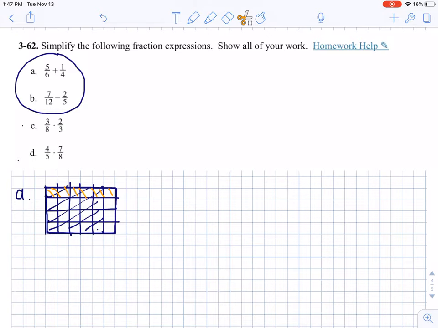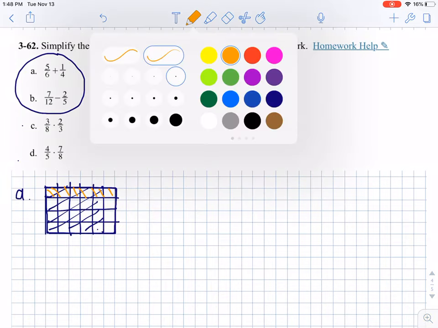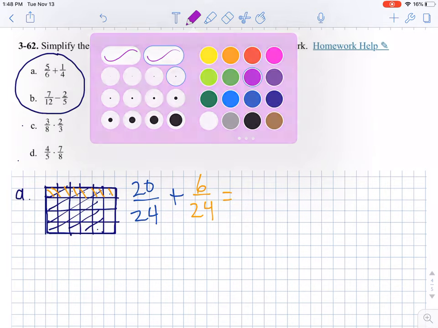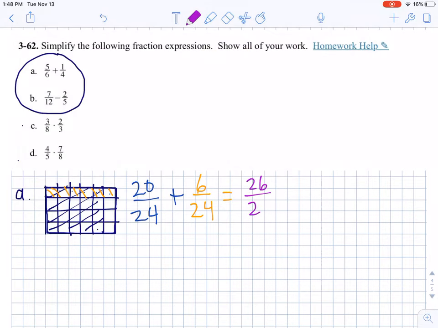So we have 1, 2, 3, 4, 5, 6, 7, 8, 9, 10, 11, 12, 13, 14, 15, 16, 17, 18, 19, 20. So we have 20 24ths of the blue, and 1, 2, 3, 4, 5, 6 24ths of the orange. So in total, we have 26 24ths, which is equal to 1 and 2 24ths, which is also equal to 1 and 1/12.